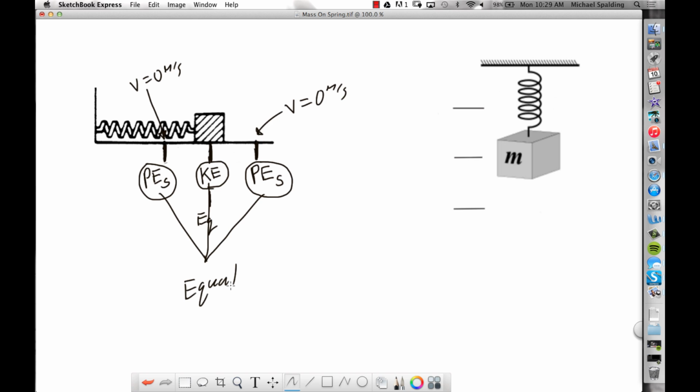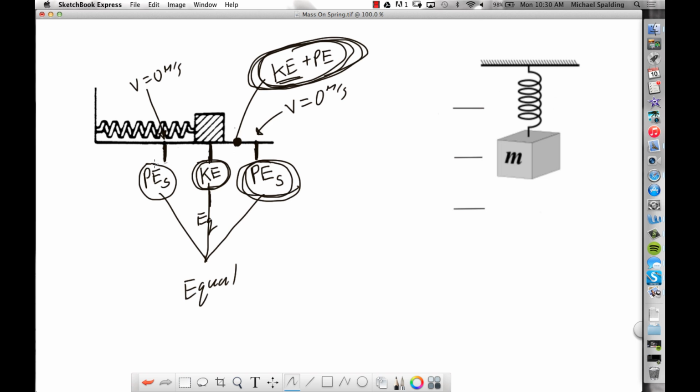Does that make sense? Now look, what if we look at a point midway, like right here, in between the equilibrium and the amplitude? What type of energy is it going to have there? It's going to be kinetic and potential. Why will it have kinetic right here? Because it'll be moving. Why does it have potential? Because the spring is stretched a little bit. But guess what? This total energy, this circle, is equal to this circle. Everything I have circled is equal if there's no friction. Does this make sense?